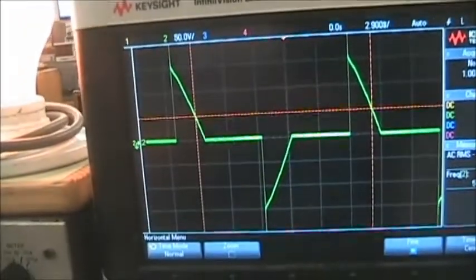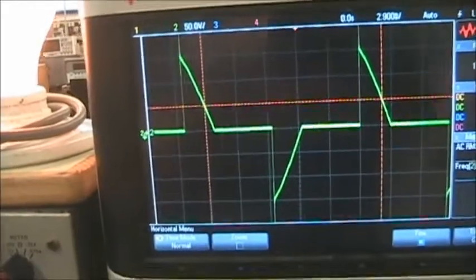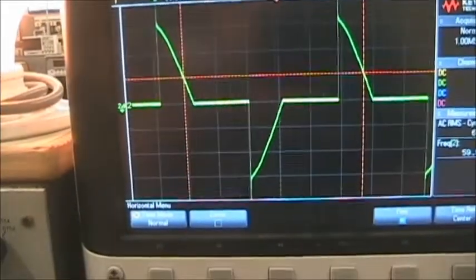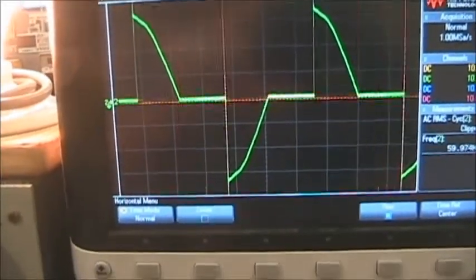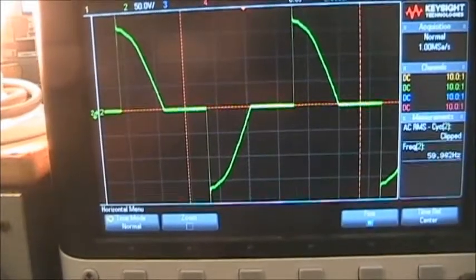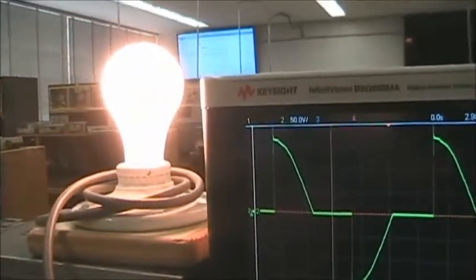I'll go to 90 degrees of adjustment capability. So we get halfway there, and we see about 86.5 volts. The lamp's getting brighter.